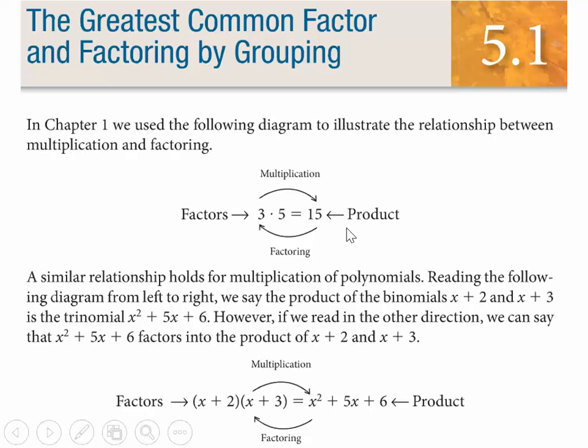All right, so let's go for it. First things first, in chapter 5.1, we're going to learn the greatest common factor. And then we're going to learn a process called factoring by grouping. So we're going to learn two things here. Again, we're just piecing it together until we get to 5.6. Once we get to 5.6, then we're going to put it all together here.